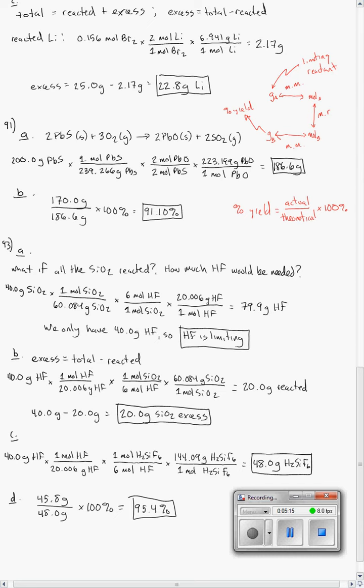So we've got to do this step by step. Part A, we want to figure out which reactant is limiting. Okay, I'm going to do this using the what if, how much method. I feel like this is a little bit more straightforward.